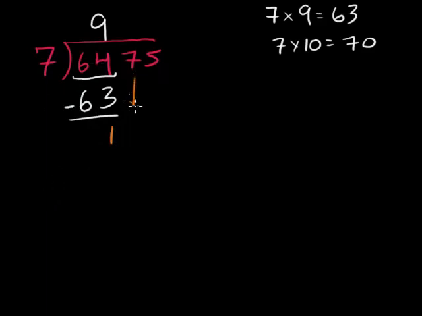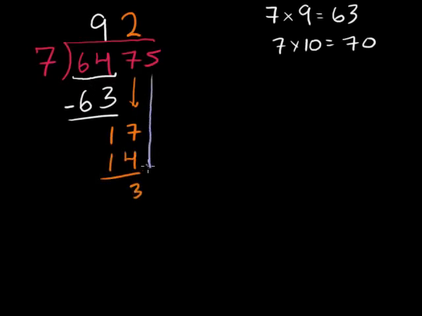Bring down the 7. 7 goes into 17 how many times? Well, 7 times 2 is 14. And then 7 times 3 is 21. So 3 is too big. So 7 goes into 17 2 times. 2 times 7 is 14. 17 minus 14 is 3. And now we bring down the 5.